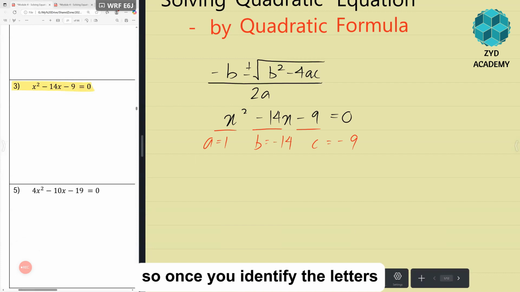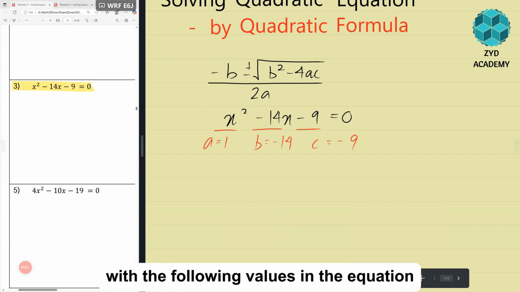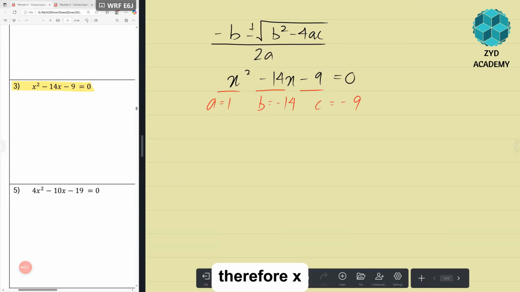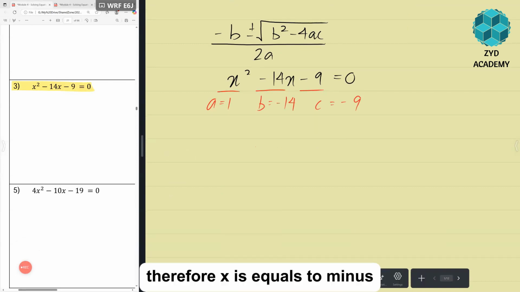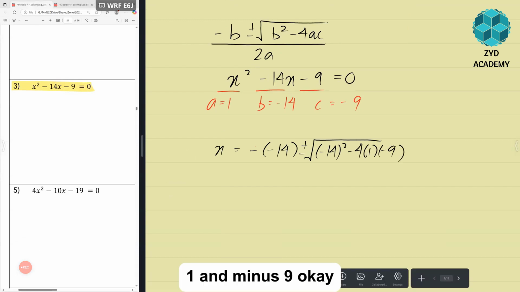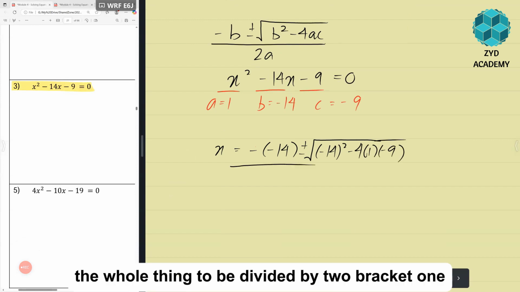So once you identify the letters, you replace the letters with the following values in the equation. So in this case, we want to find the value of x. Therefore, x equals minus (minus 14) plus minus square root of (minus 14) squared minus 4 times 1 times (minus 9). Okay, the whole thing to be divided by 2 times 1.